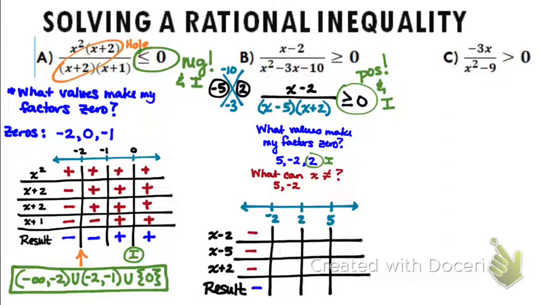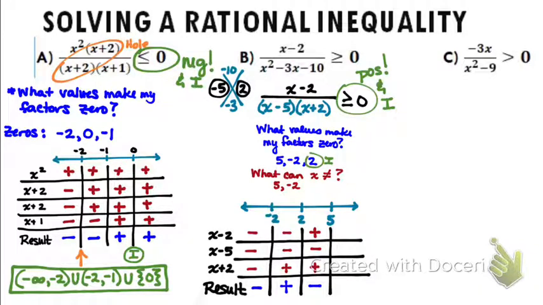Give me a nice, easy test value in between -2 and +2. 0. All right, so if I put 0 in here, 0 minus 2, negative. 0 minus 5, negative. 0 plus 2, positive. I multiply 2 negatives and a positive together, I'm going to get a positive result. Give me a test value in between 2 and 5. 3. 3 minus 2, positive. 3 minus 5, negative. 3 plus 2, positive. Multiply 2 positives and a negative together for a negative result.